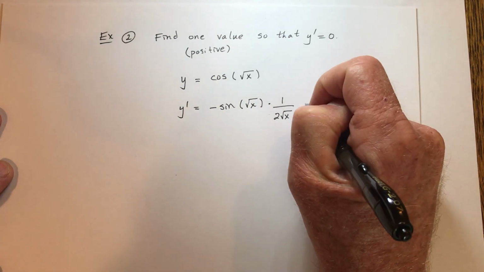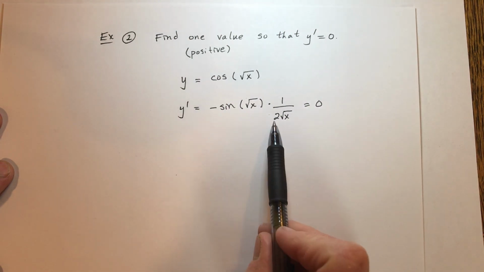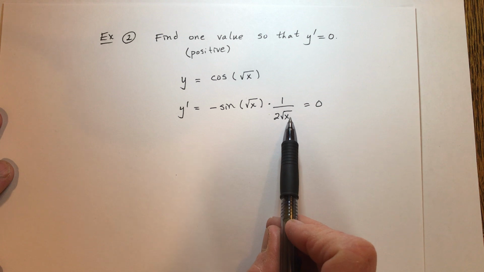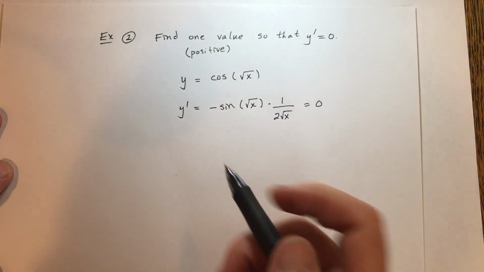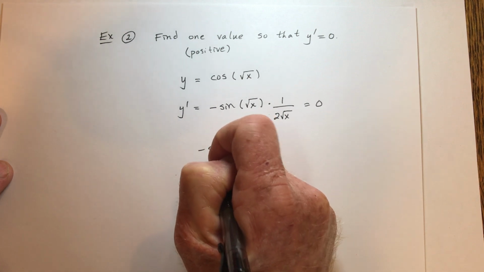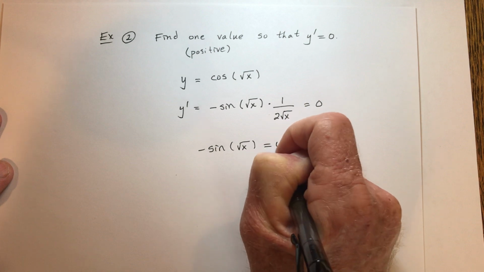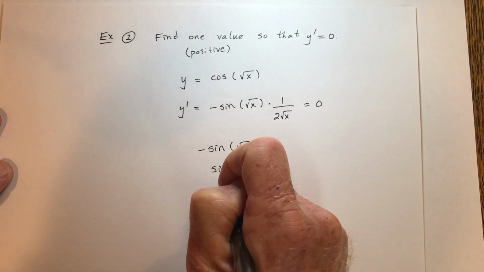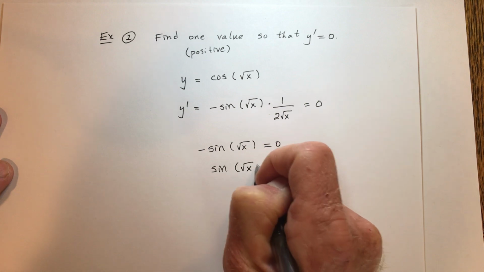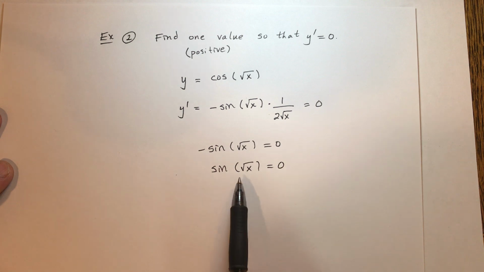Now when you set this equal to 0, it's basically a fraction. This is on the top, this is on the bottom. The only way a fraction can equal 0 is if the top equals 0. So really we need negative sine square root of x. When does that equal 0? Or if you multiply both sides by -1, when does sine equal 0? And for the moment, I'm just ignoring the square root of x.